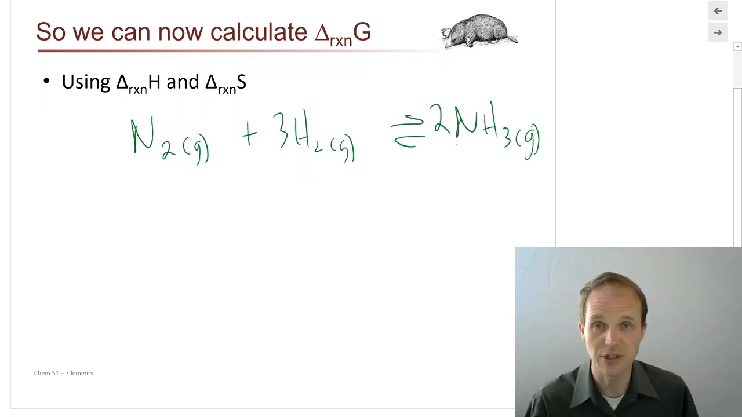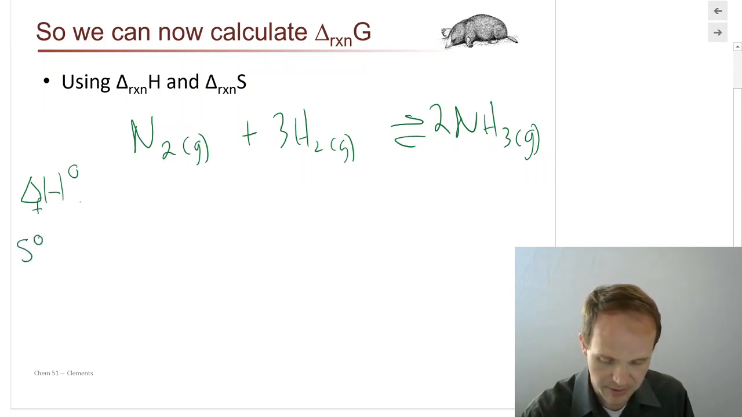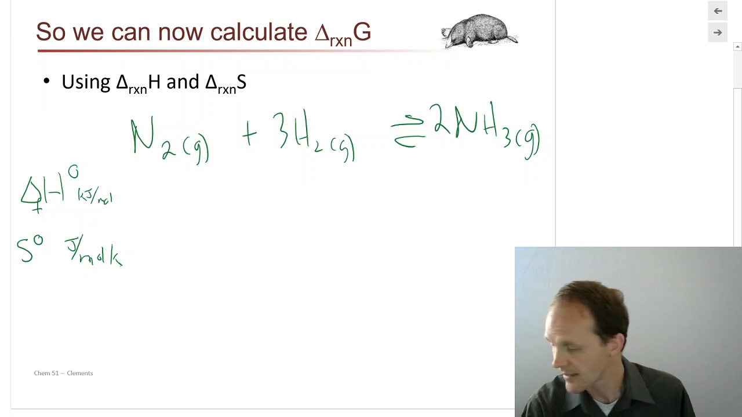And what we're going to do is look up delta H values. We're going to look up S naught values in our table. These are going to be in kilojoules per mole. These are going to be in joules per mole Kelvin. And let's just go ahead and look those up.